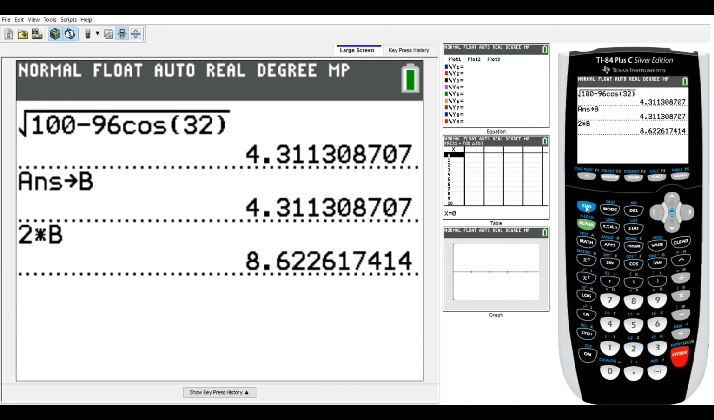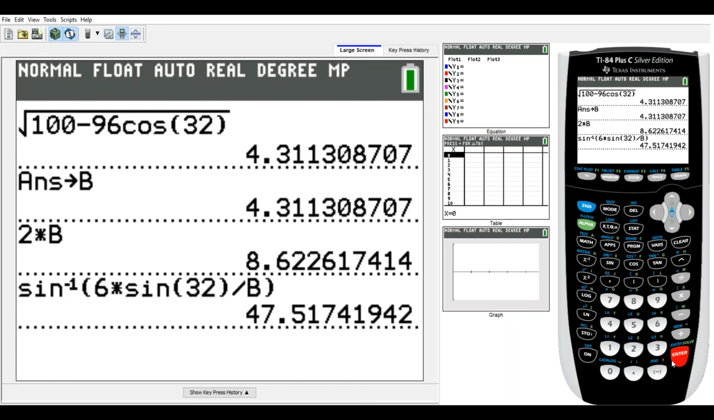So next, we wanted to compute big A, the angle big A here. Okay. So that was sine inverse of 6 times sine of 32 divided by side length B, which we just stored as B. So I'm going to hit alpha B. And there it is. And so now if I hit enter, okay, we get about 48 if we were to round this to the nearest degree.